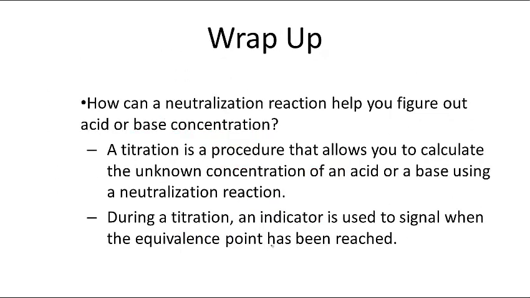All right, wrapping up. How can a neutralization reaction help you figure out acid or base concentration? Titration allows you to calculate the unknown concentration of an acid or base, or something else, but in this case, acid or base, using a neutralization reaction. During a titration, an indicator is used to signal when the equivalence point has been reached.